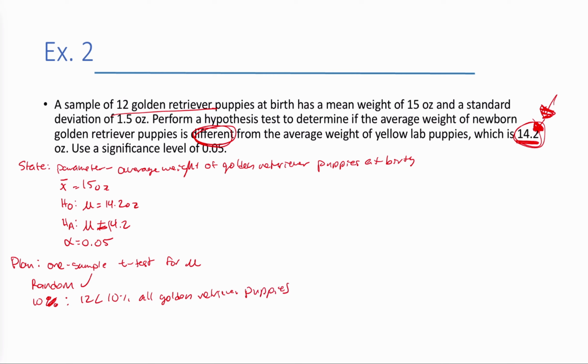And our normality condition. We don't know the population shape. Our n is not at least 30, so we should check for skew and outliers. We don't actually have the data, so we're going to assume that that one's good.